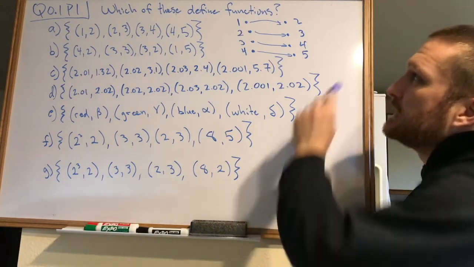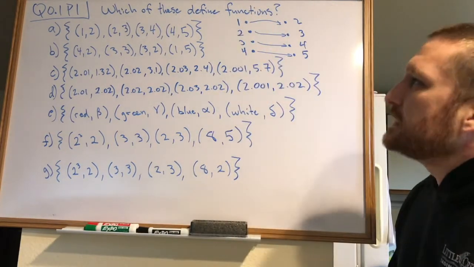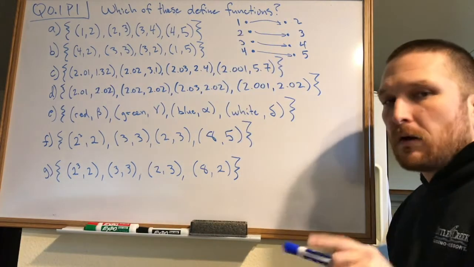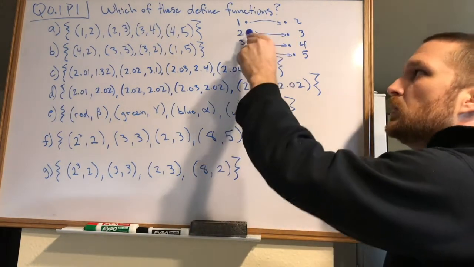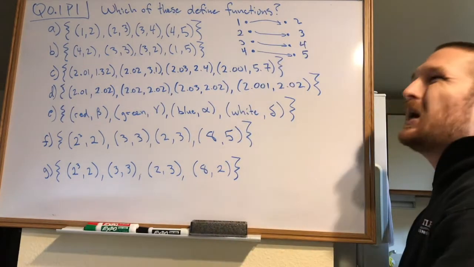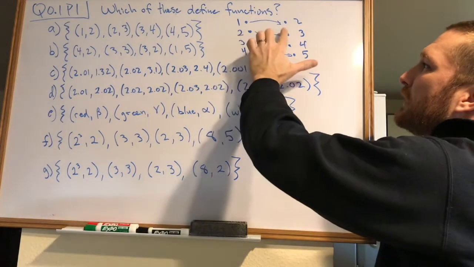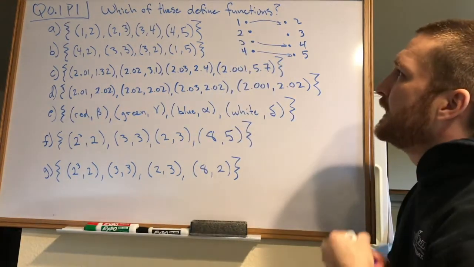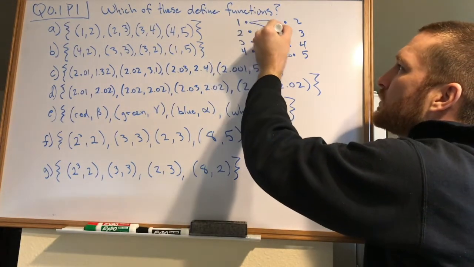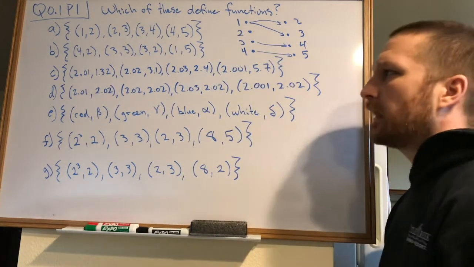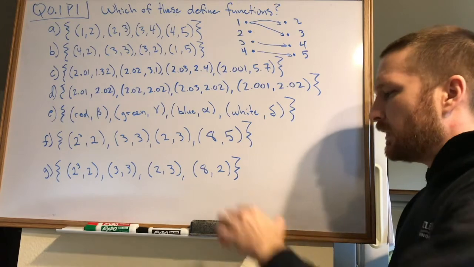In this case, especially after drawing it out like this, you could see that 1 only gets mapped to 2. There's no other number that it goes to. 2 only goes to 3. 3 only goes to 4. 4 only goes to 5. You don't end up with anything crazy like, say, this, where 1 goes to both 2 and 3. There's nothing like that. So this is pretty straightforward.